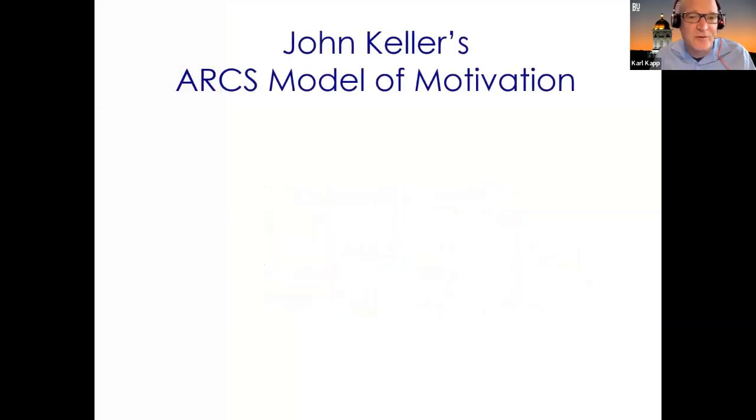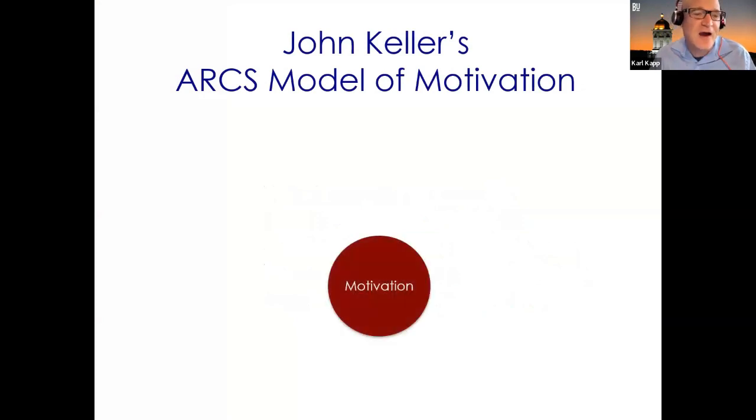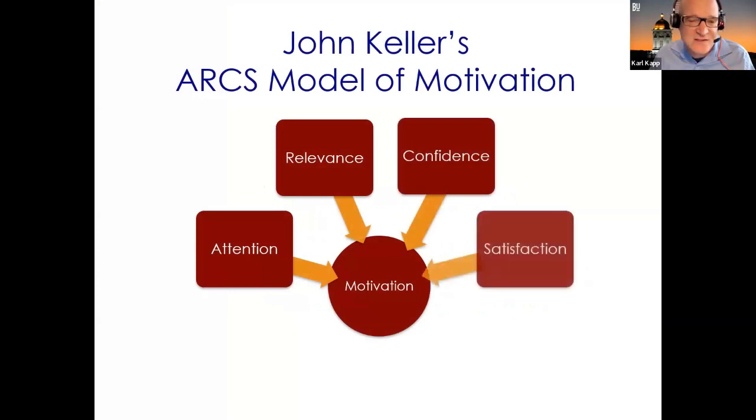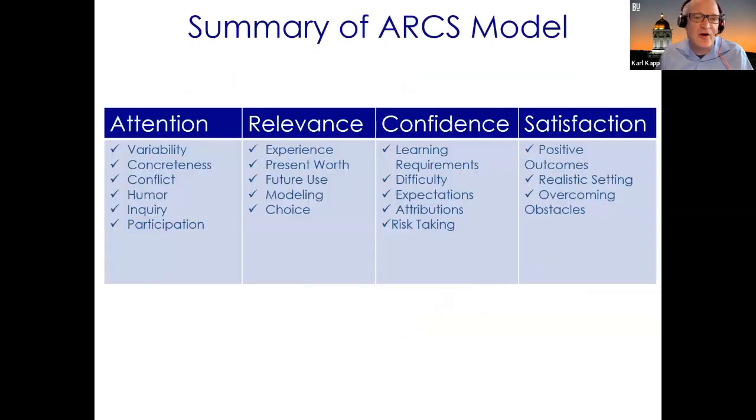So let's review Keller's ARCS model of motivation, right? We've got attention, relevance, confidence, and satisfaction, all, according to Keller, leading to a motivated learner. And if we look at a chart, we can see we've got attention, which is variability, concreteness, conflict, humor, inquiry, participation, relevance, which is experience, present worth, modeling, etc. I'm not going to read all of this, but these are basically a summary of the model.